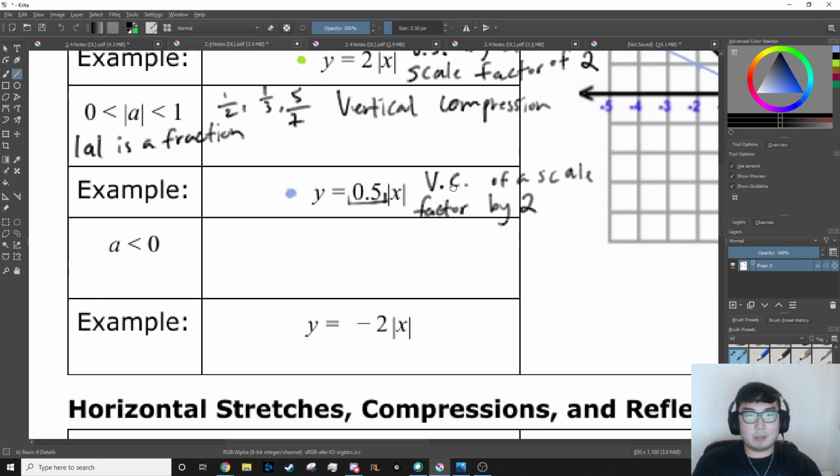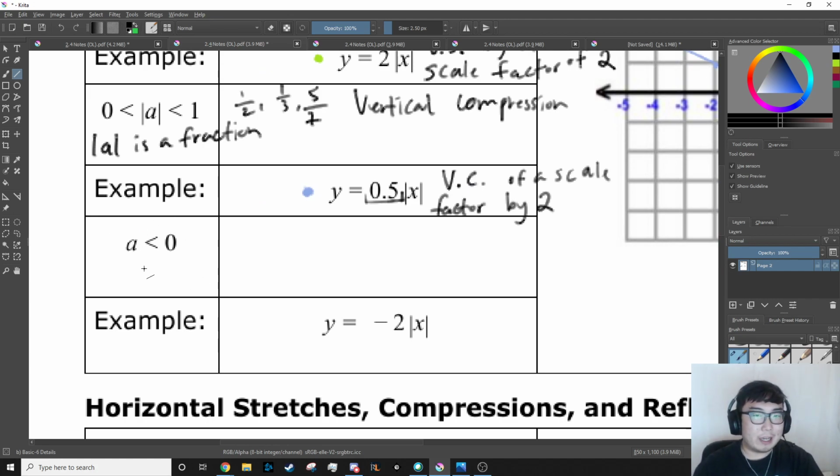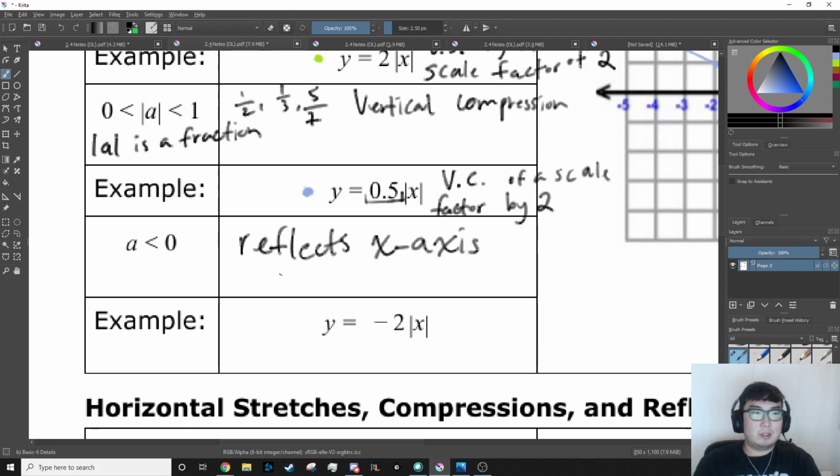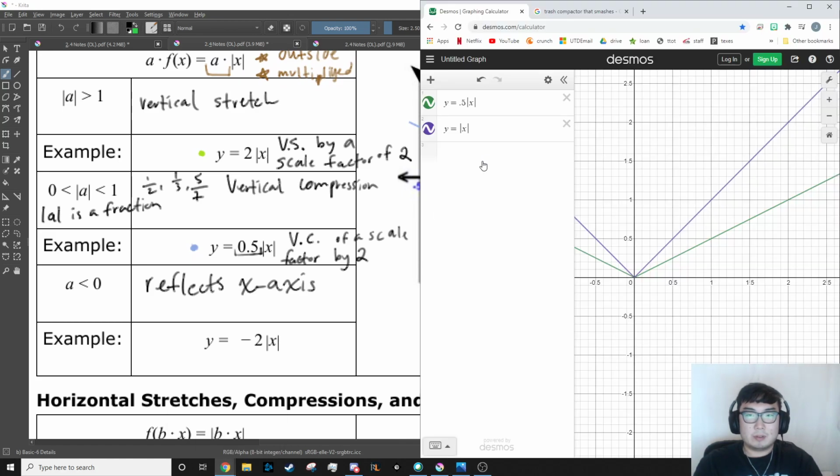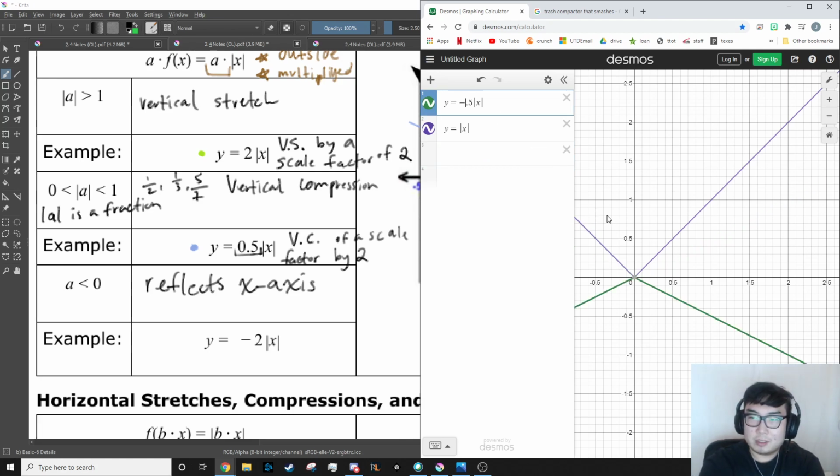And we have one last thing to talk about. What if a, not my absolute value, but my regular a, is like -2 or whatever, or -1/2? What happens? That reflects on the x-axis. Pretty simple, right? Because look what happens to my Desmos graph. What if I just make this green graph negative? Boop. It just flips. Like so.